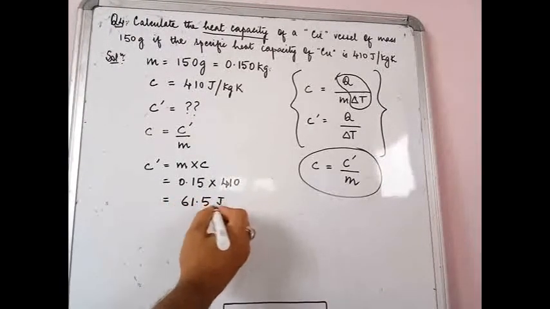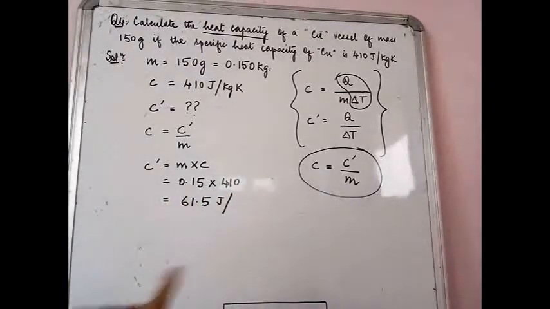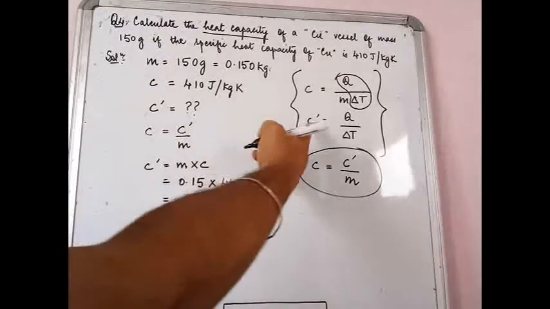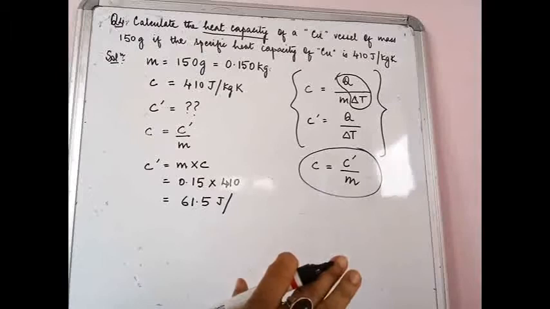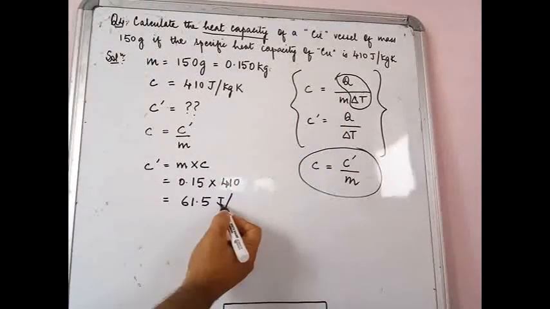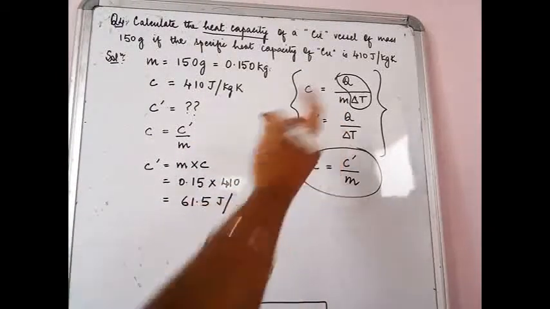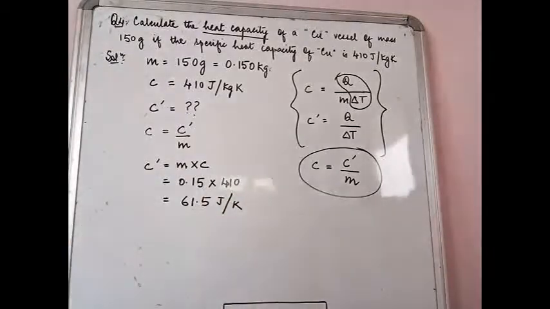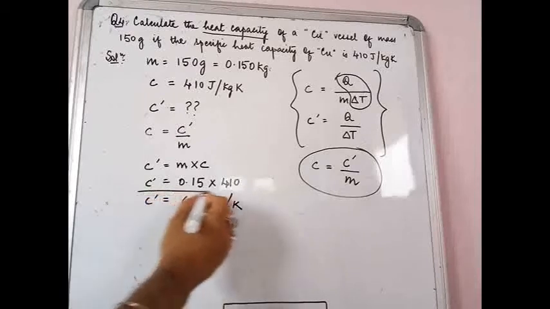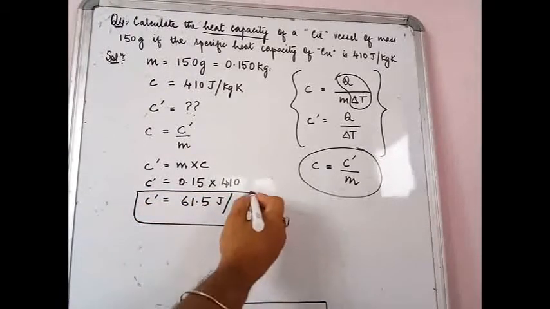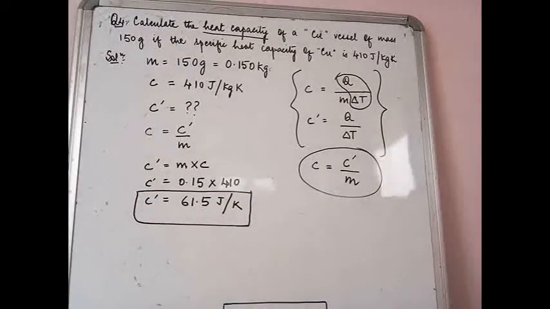61.5 joules per. Any guesses about the units? C dash, please remember, the formula is Q upon delta T. There is no M in it. So Q unit is joules divided by delta T, unit will be Kelvin. So this is the value of heat capacity that we had been asked according to the question. So these are the two numericals.